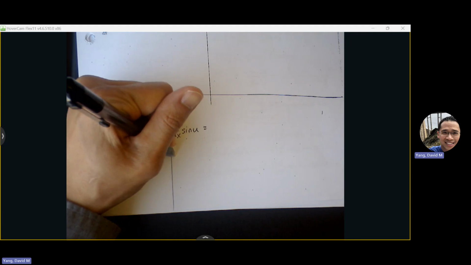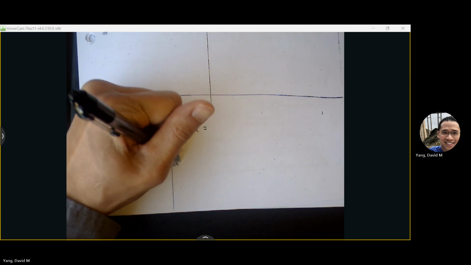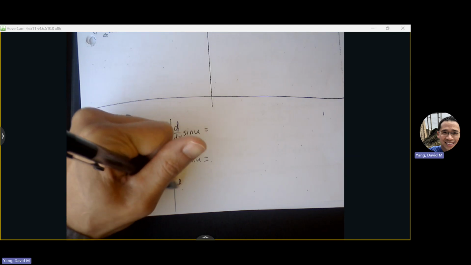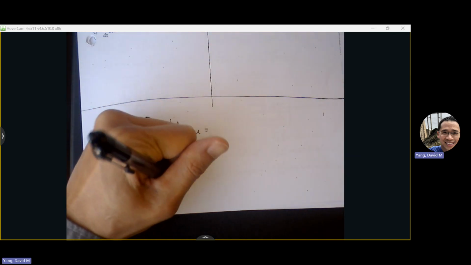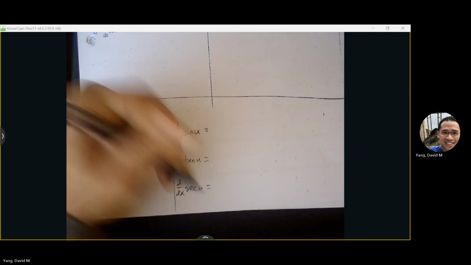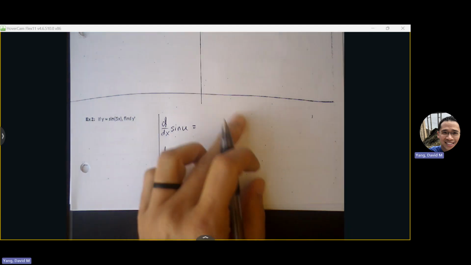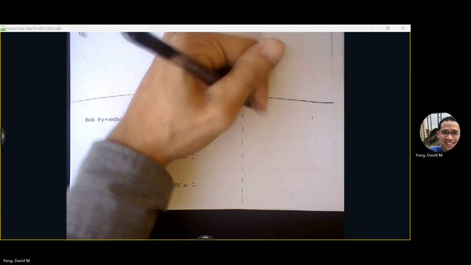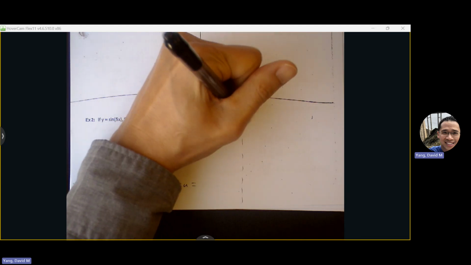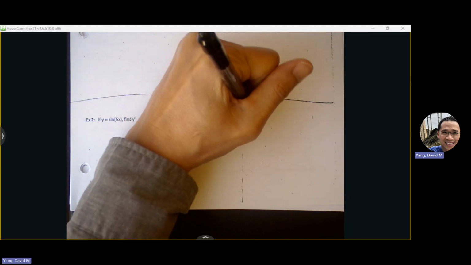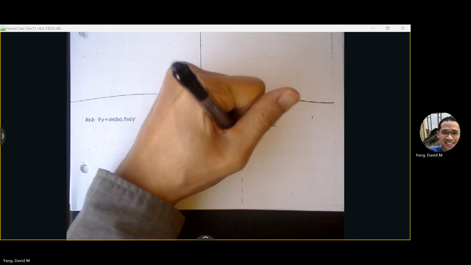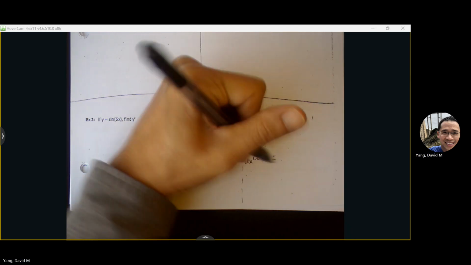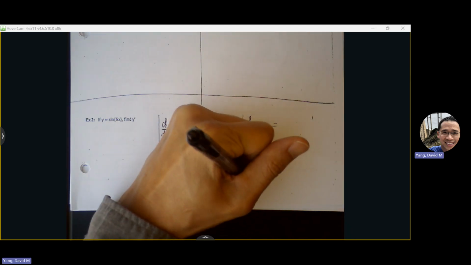So we have the derivative of sine, derivative of tangent, and the derivative of secant. And then give some space. And then derivative of cosine. And then derivative of cotangent. And then derivative of cosecant.